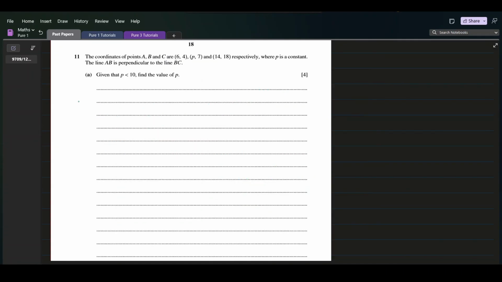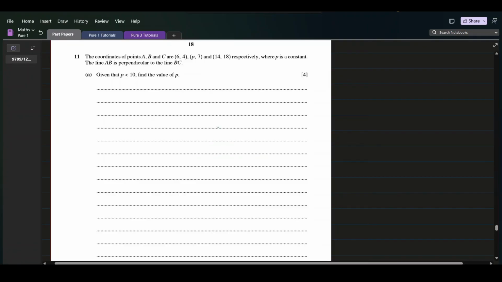Number 11. The coordinates of points A, B, and C are (6, 4), (p, 7), and (14, 18) respectively, where p is a constant. The line AB is perpendicular to the line BC. Given that p is less than 10, find the value of p.